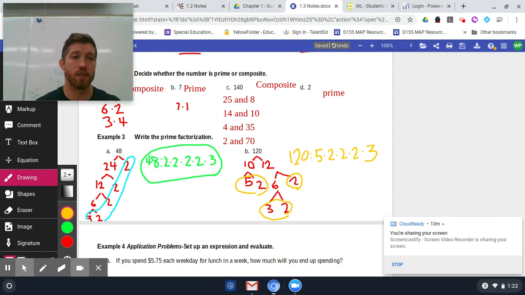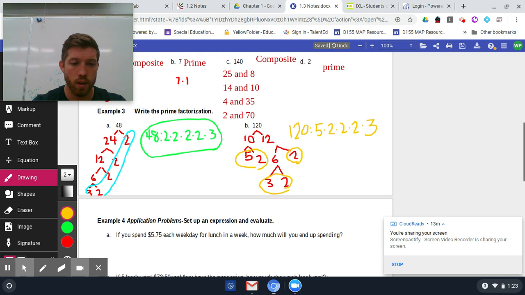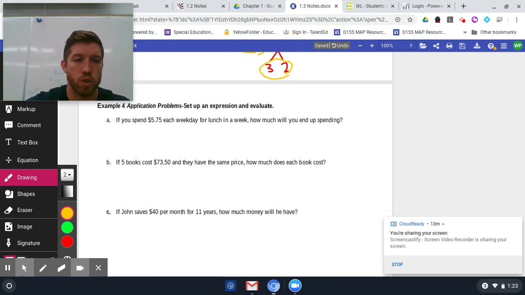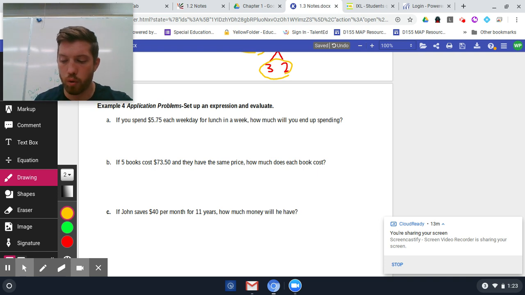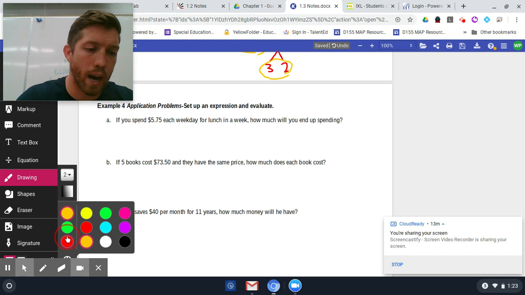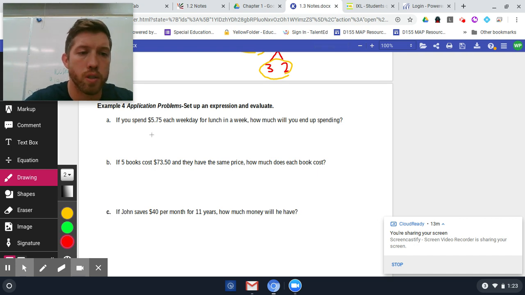Sometimes it is tedious, so that's why I usually only give you 1 or 2 of those to practice. But those are our prime factorizations, okay? The next one, we have some application problems. Okay, so these are kind of more of like the real world problems. And this is what you want to use your highlighting tools and your markers to read these.